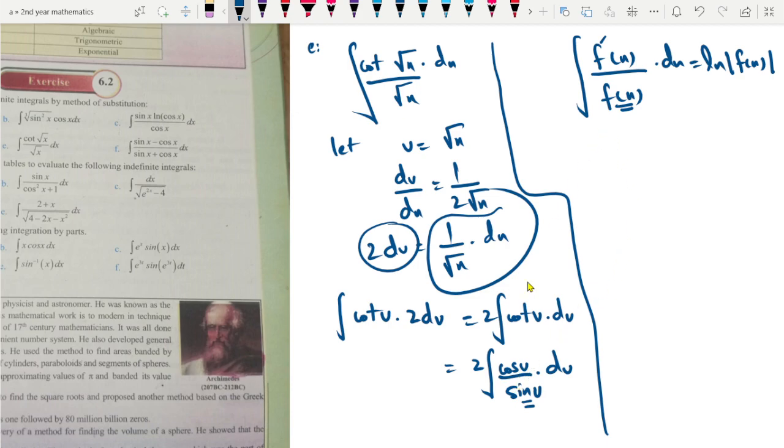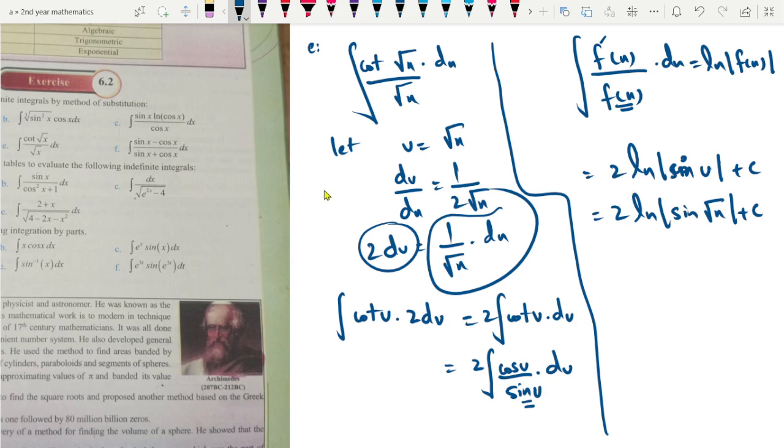So this is equal to natural log of sin u plus c. The value of u is √x. So 2 natural log of sin(√x) plus c. So this is our final answer. Now we will discuss the last part.